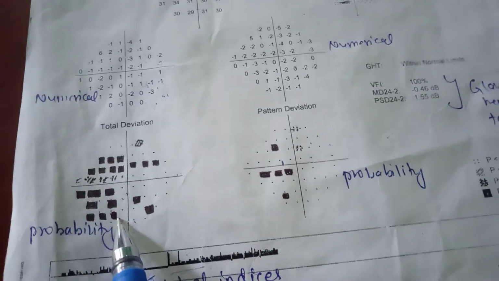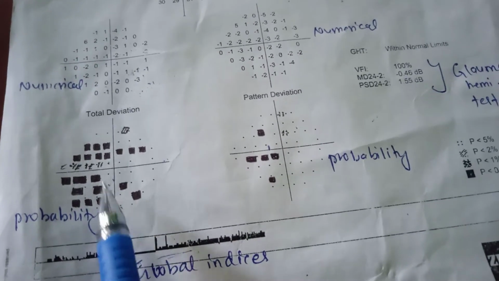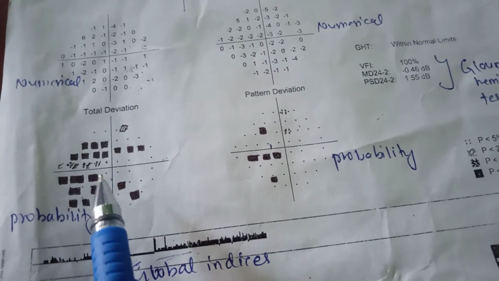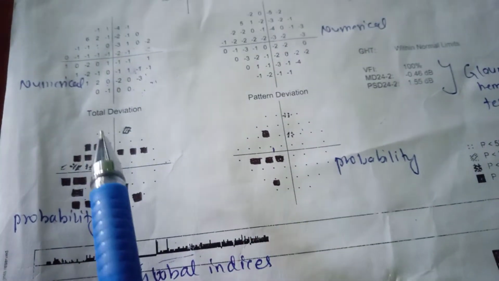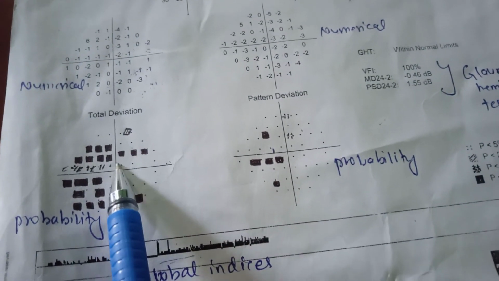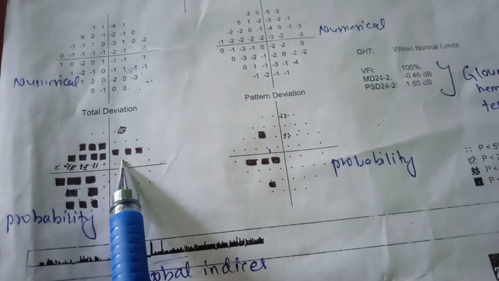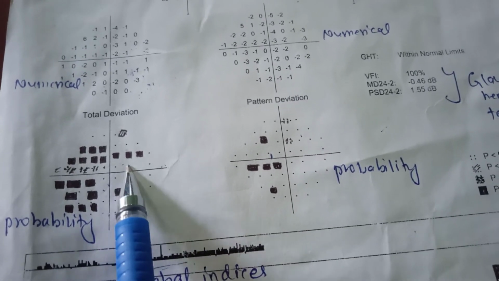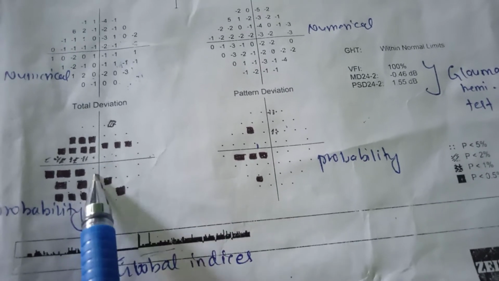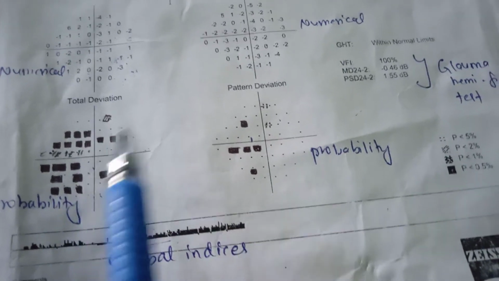Now talking about the total deviation probability plot. This is the total deviation probability plot. Actually, the numerical value is converted into symbolic form according to its probability value. It shows the field loss in scotomatous form. It shows generalized field defect. And how much field defect is there is given in the data.